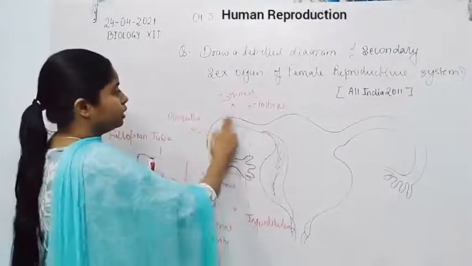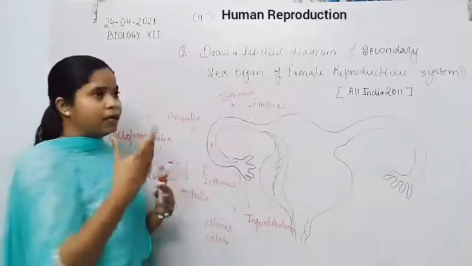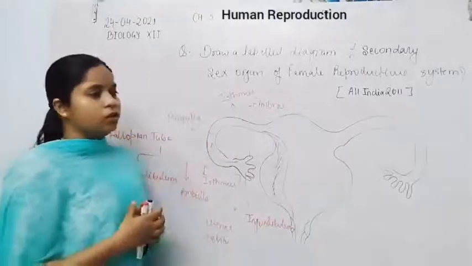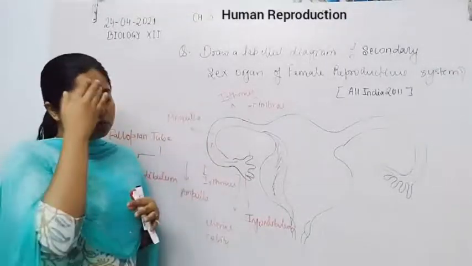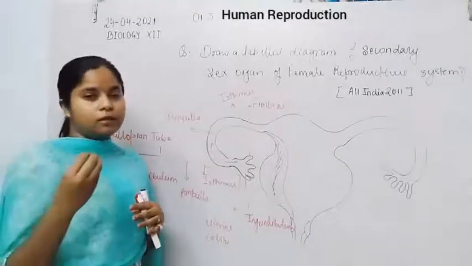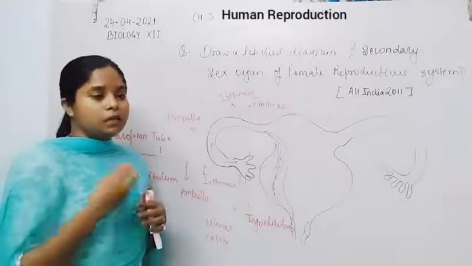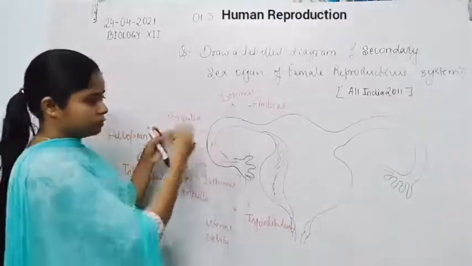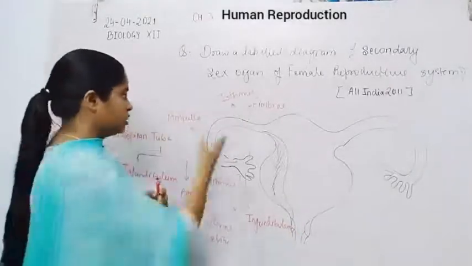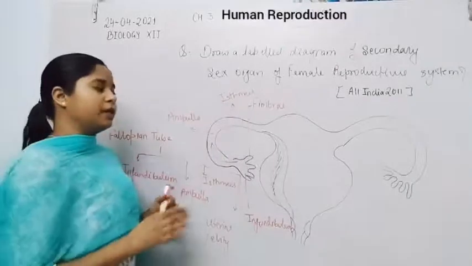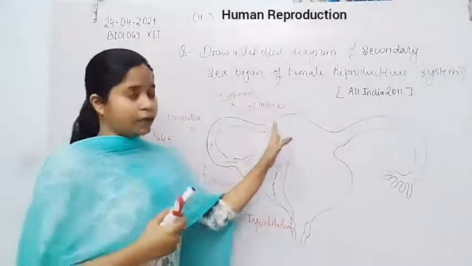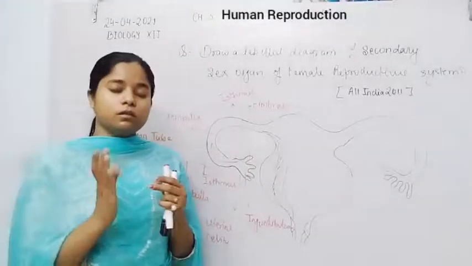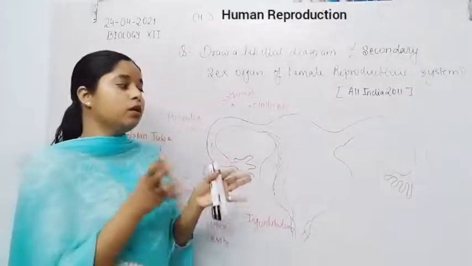Both the ampullary and isthmus junction provide a specific environment for the fertilization of the ovum and the sperm, so that sperm can easily penetrate the membrane of the ovum. So they provide the suitable environment for fertilization, both the ampulla and isthmus. Finally, the uterine cavity has cilia. They transfer the ovum.